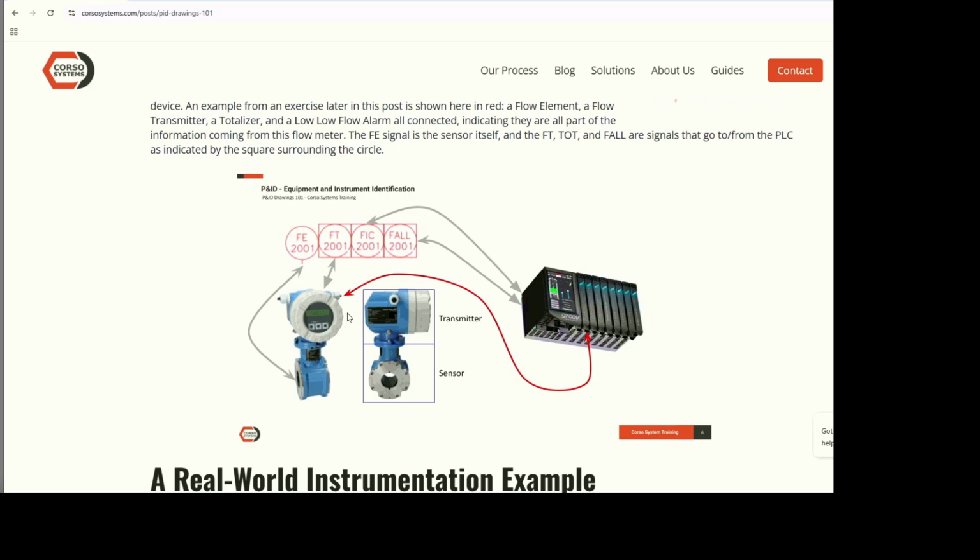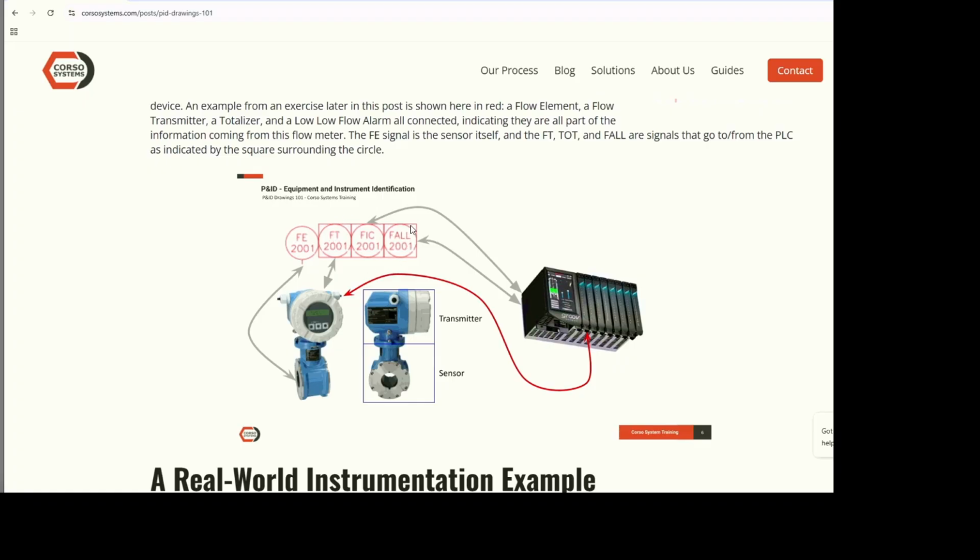This will be a device that measures flow of a liquid or gas through a pipe. On the bottom we have a sensor. This is actually what the pipe is connected to and what is sensing the flow through the device. Then on top is a transmitter. This is what is connected to our PLC into an I/O module and gives us various values we can read from that flow transmitter. On a P&ID drawing, you might see this as a flow element.